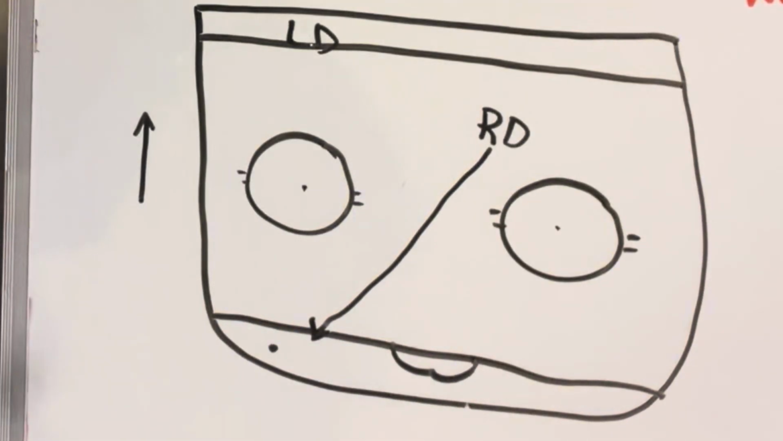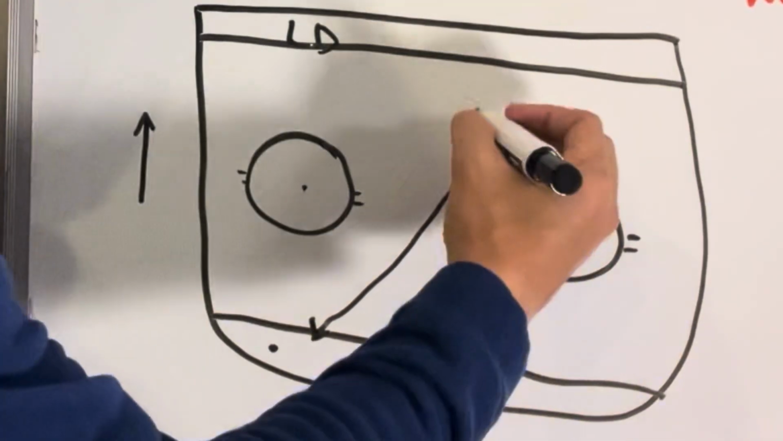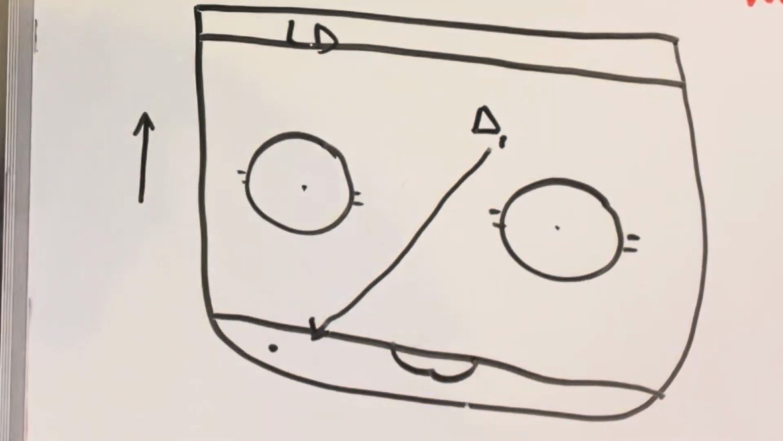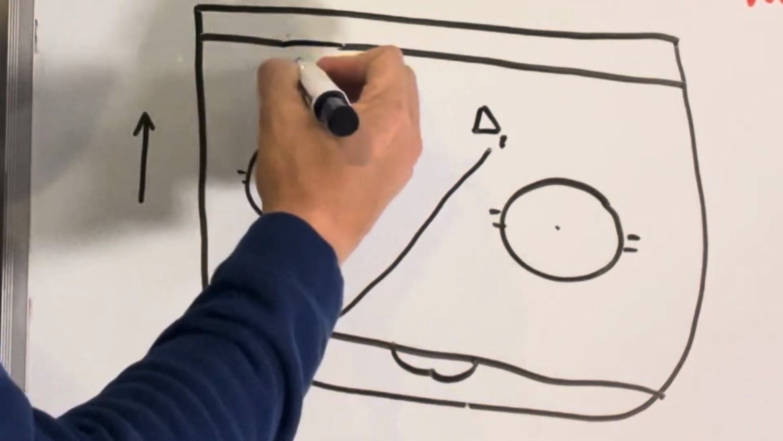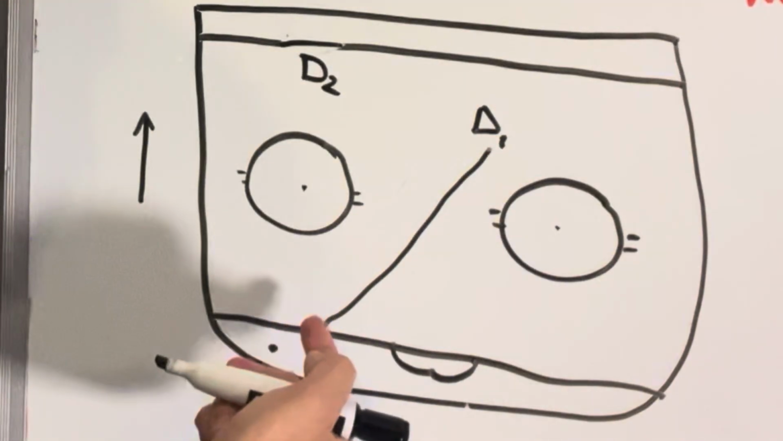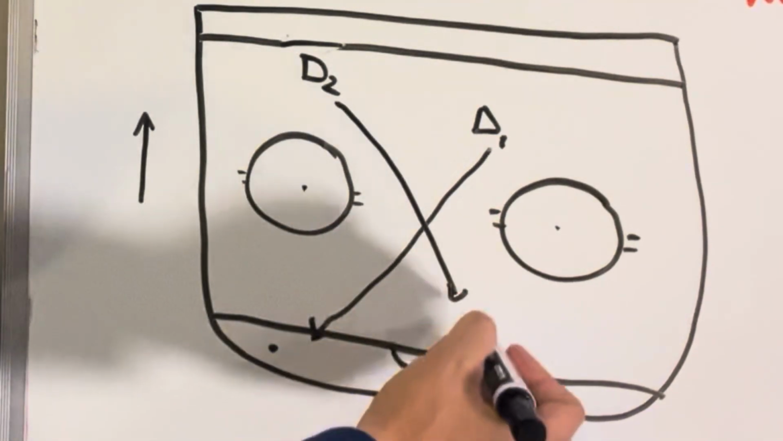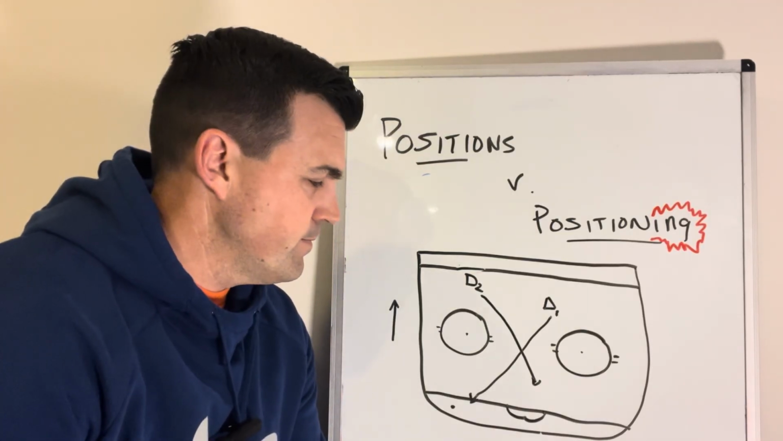Because of that, we don't think of ourselves as a right defenseman. In this case, we would think of ourselves as defenseman 1. And this second defenseman wouldn't think of themselves as lefty. They would think of themselves as D2. They would recognize D1 coming to their side of the ice, and they would come through here and fill the opposite side and protect the area that D1 just left.